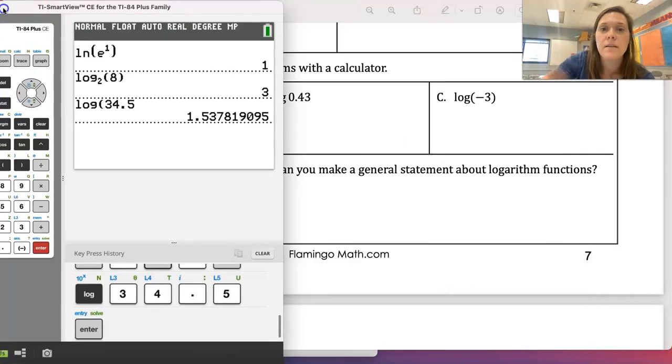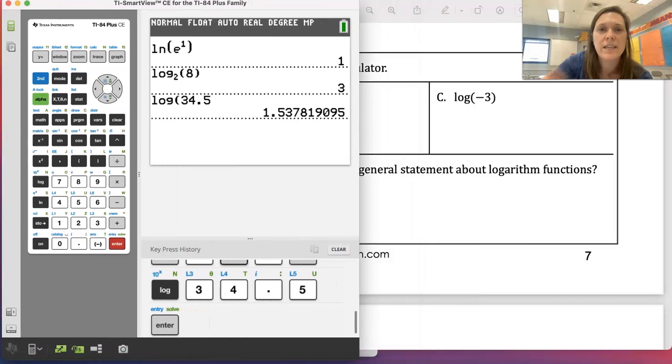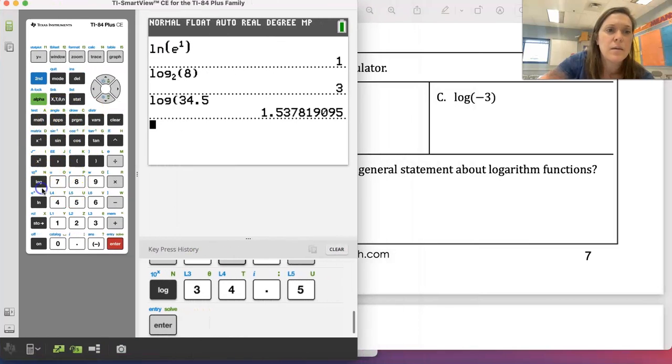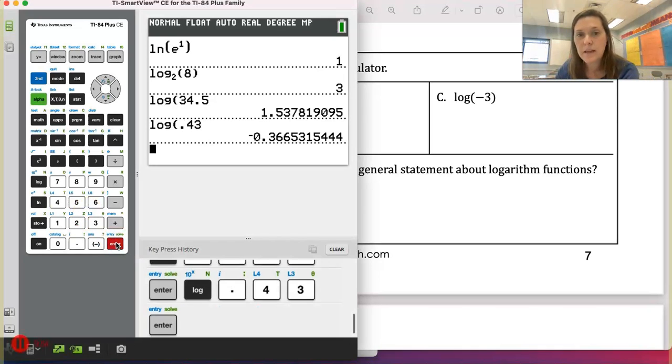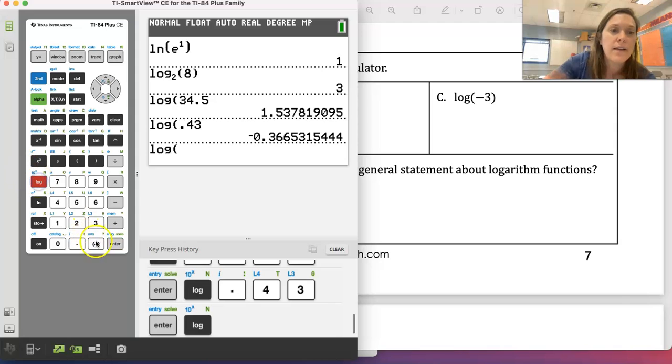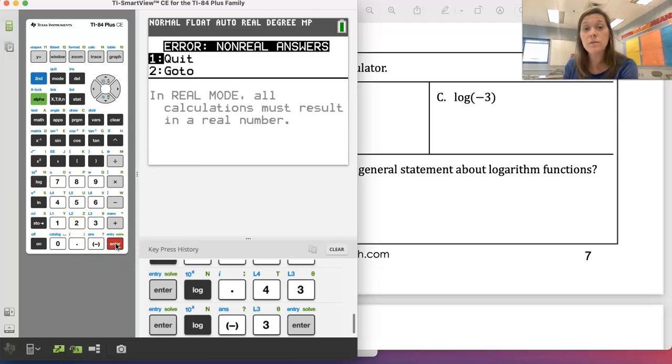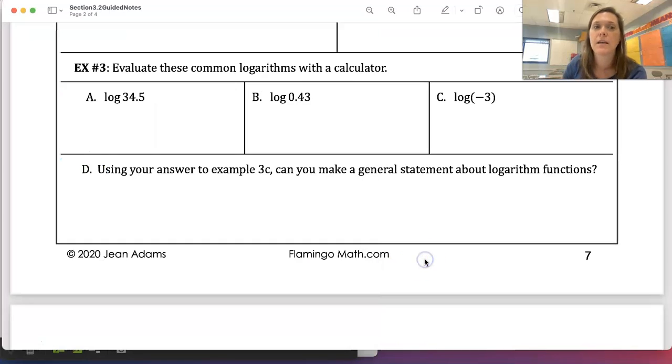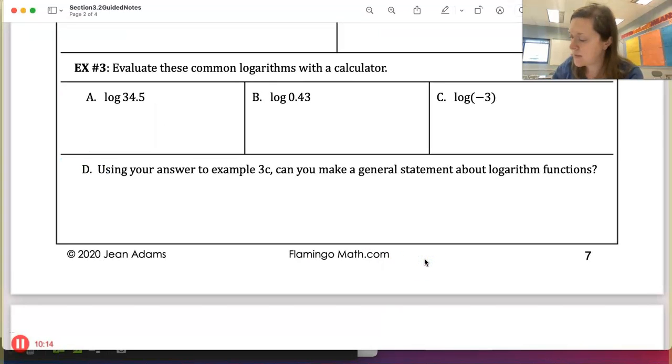For B, what's B? Log of 0.43. Log 0.43, hit enter, it gets me negative 0.3665. And then log of negative 3. Uh-oh. Non-real answers. Interesting. So let's put, non-real solution.